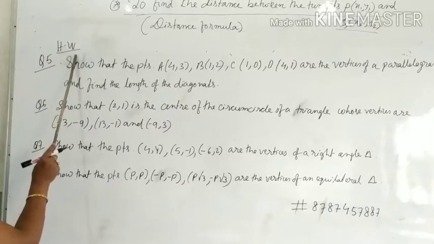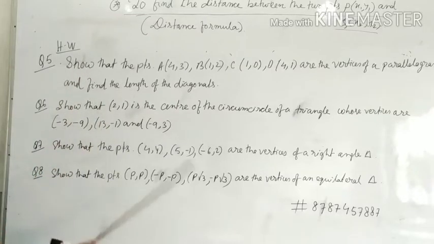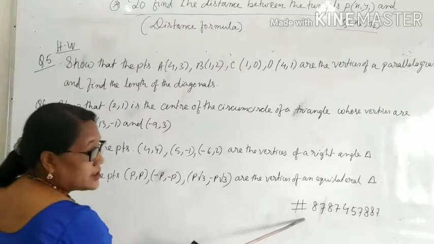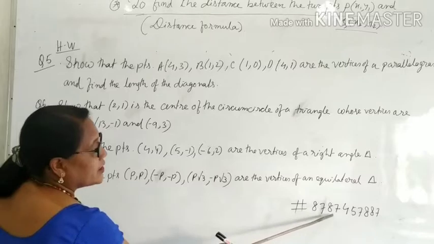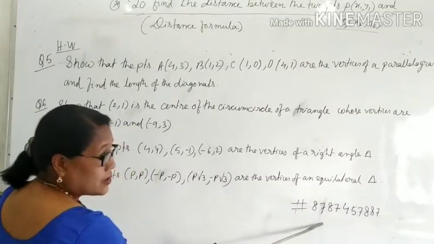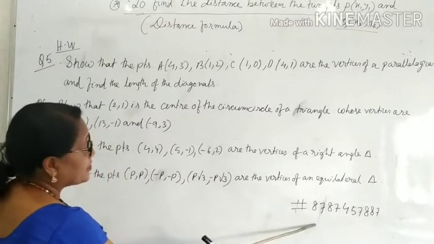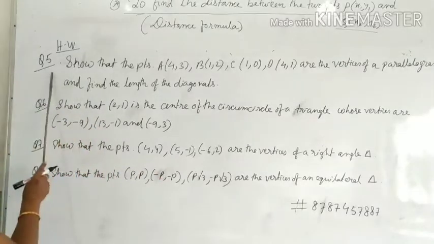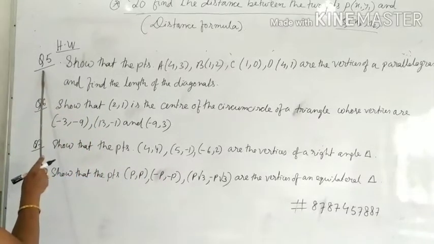Send your homework to our WhatsApp. The WhatsApp number, I'll remind you again, is 8787457887. This homework is for each and every student of class 9. Okay, we already have question number 5, I will just explain it.